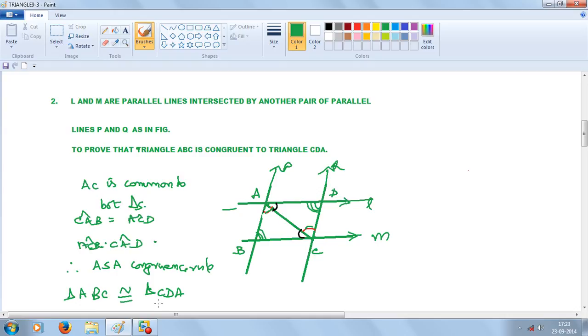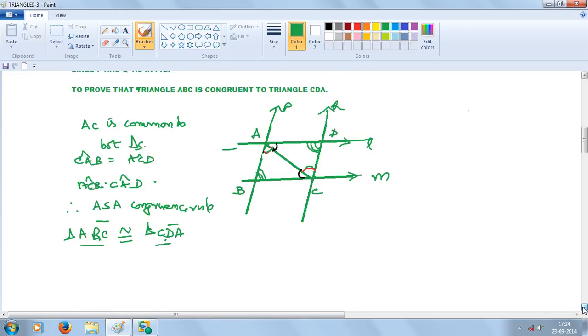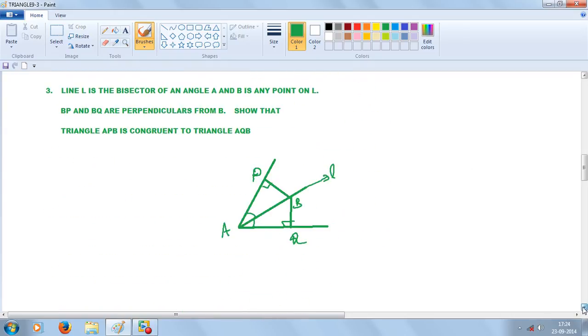So if you observe, CD is equal to AB, BC is equal to DA, and angle B is equal to angle D. When two triangles are congruent, the parts will come in the same position. So we can check whether the order is correct this way. So we'll move to next problem.